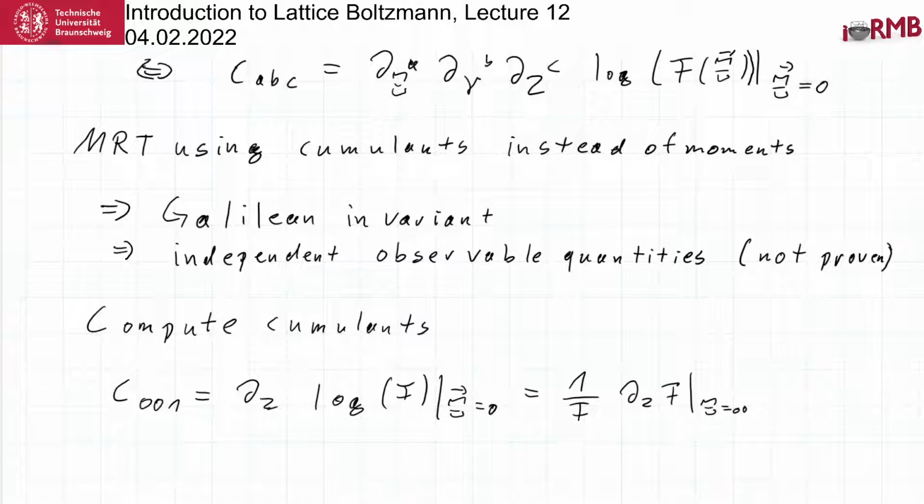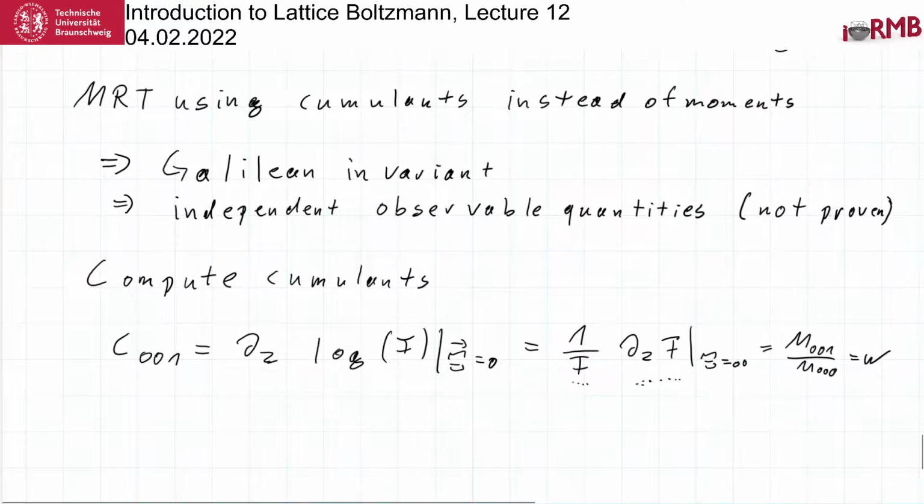And so this guy here, this is of course just the first order moment, and this here is the zero order moment. So what we get out is m001 divided by m000, which of course is the velocity in z direction. So this is w.